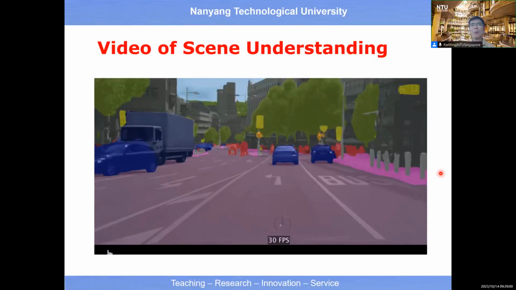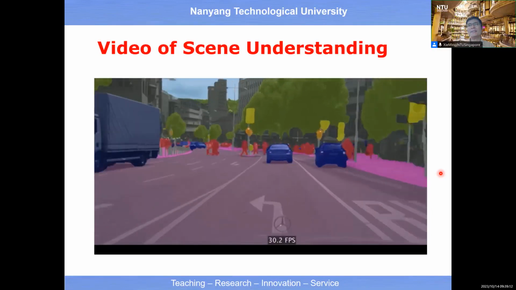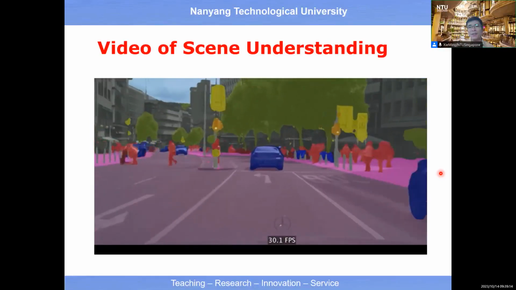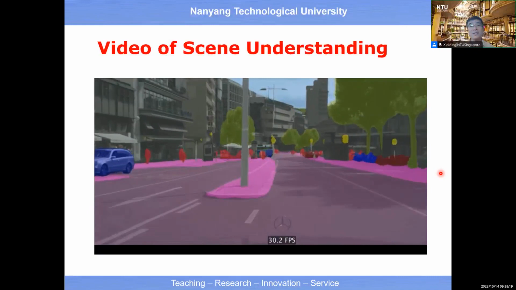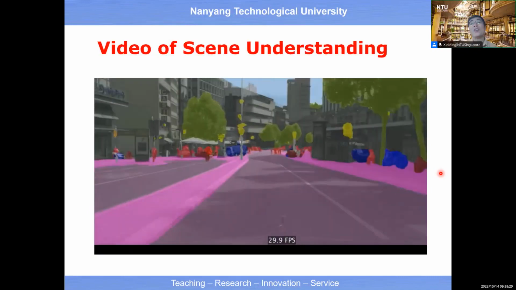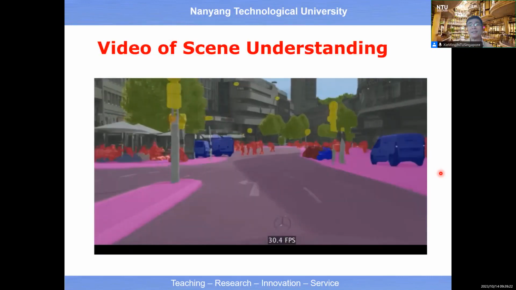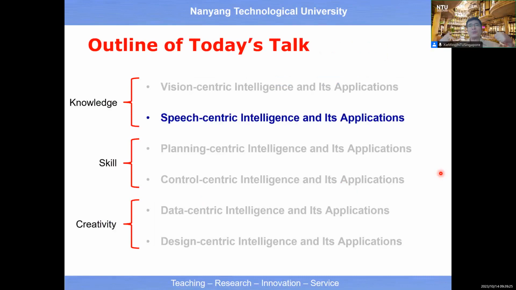Okay? But with such capability, maybe in future, when you drive your car, the car can understand the meaning in the surroundings. So the vehicle can understand the street, okay? Okay, this should be good enough just for you to know, okay?